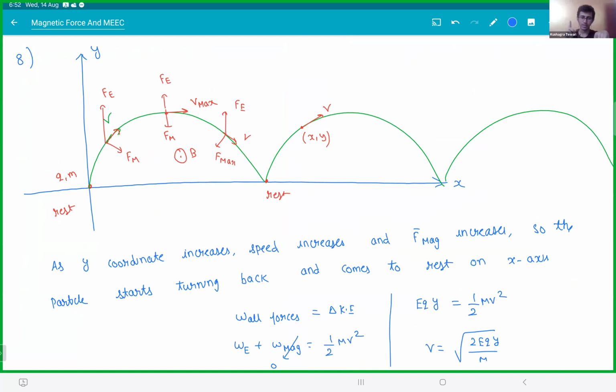Yes, see, initially the magnetic force is zero. Initially the velocity was 0. Due to the electric field, it will go along the y-axis. Yes, but as the speed increases, the magnetic field will start dragging it to the right side. See, these components of Fm.